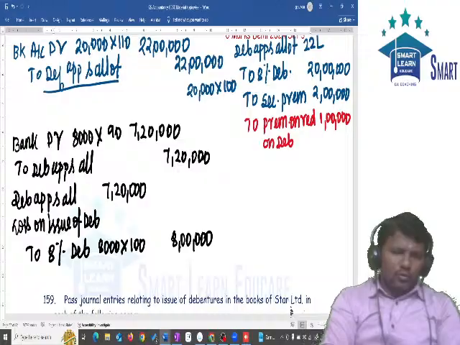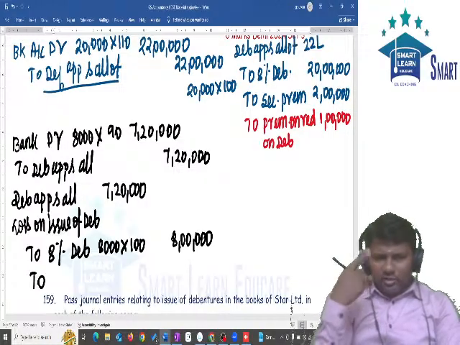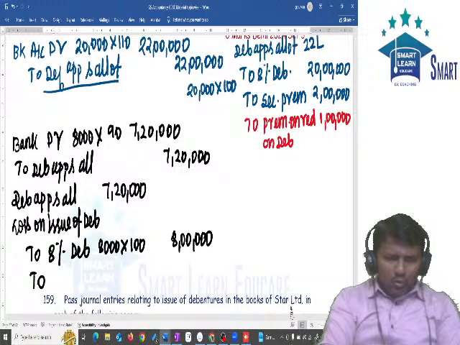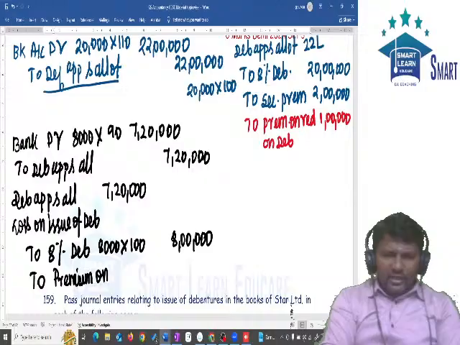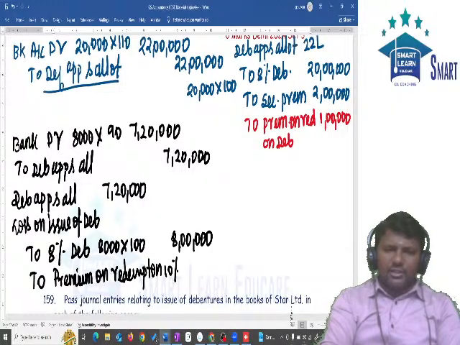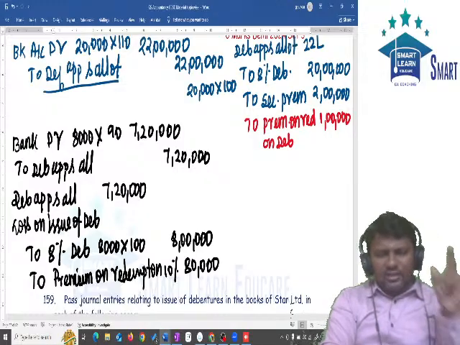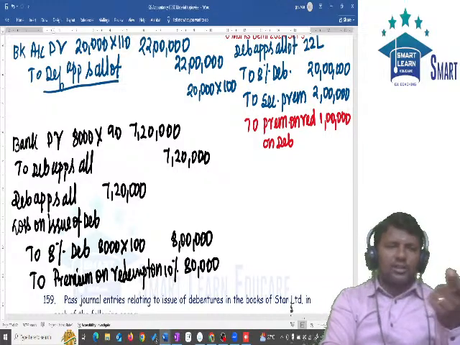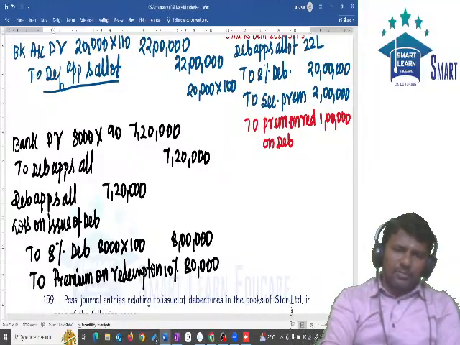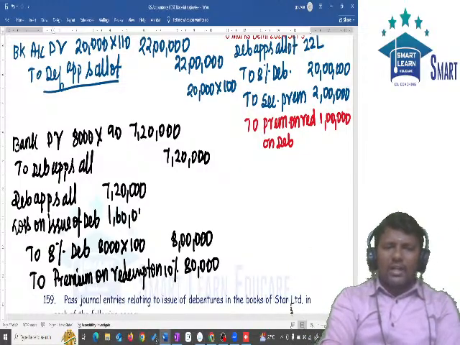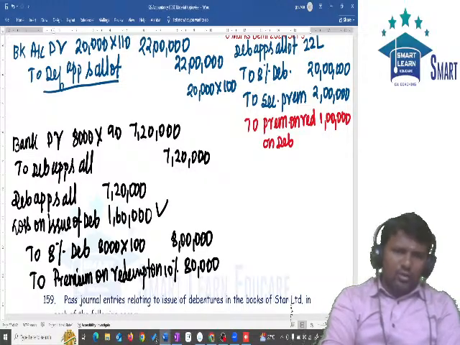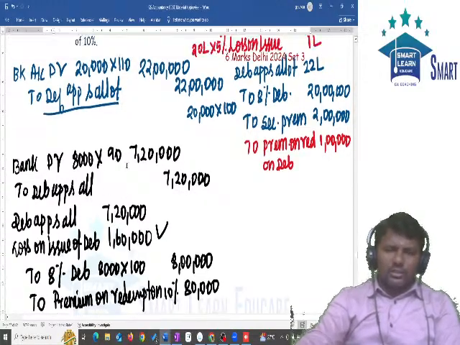Not only this amount, one more entry will come. Loss on issue of debentures account debit to premium on redemption of debenture. How much is premium on redemption of debenture? 10 percentage. 8 lakh at 10 percentage is 80,000. Already we have a loss at the time of issue of debenture. Now we have a loss of another 10 percentage. Our total loss comes to 1 lakh and 60,000. This is what I asked you to find out, the total loss.